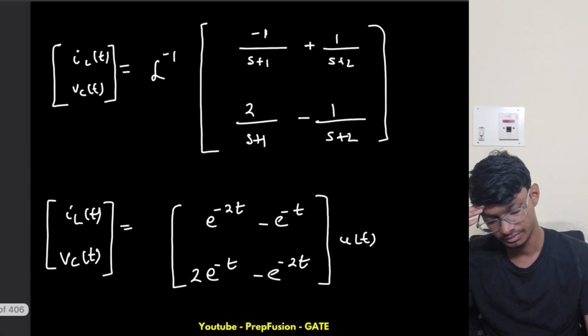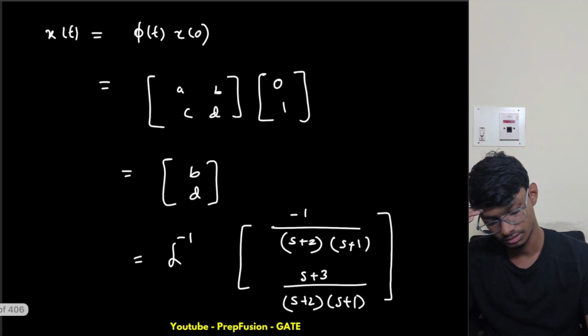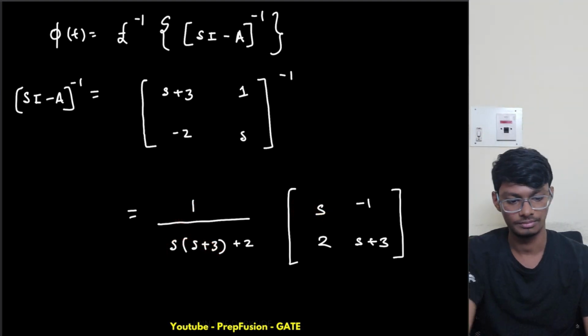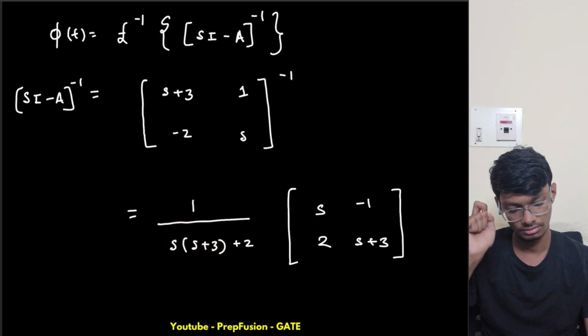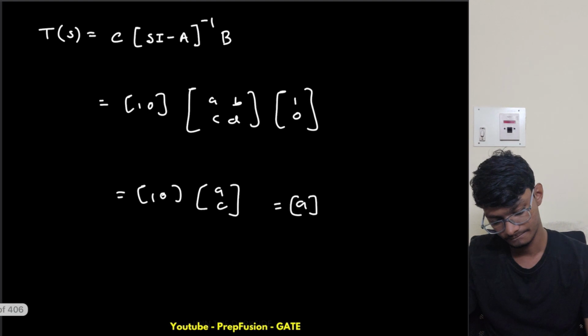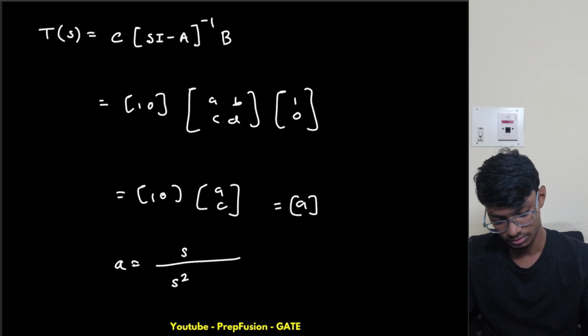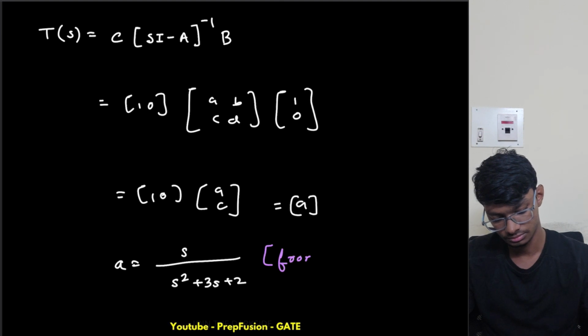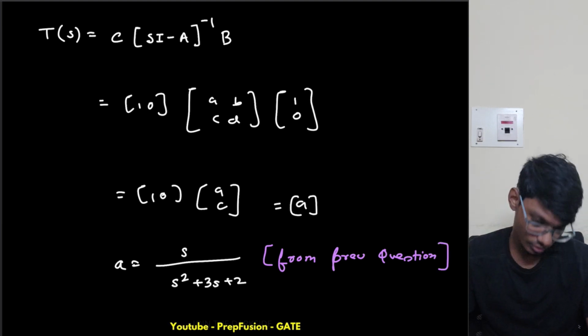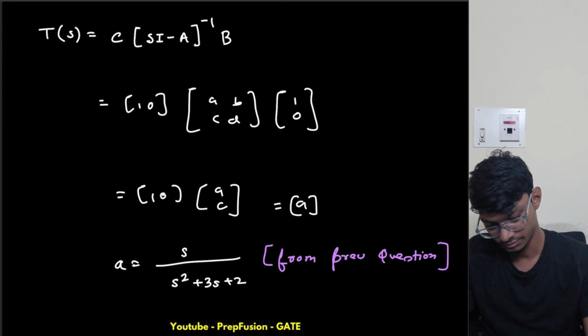So what is the first element? In the previous question I calculated the first element. That one was x of 0 multiplied by this one, right? So basically it is s by s square plus 3s plus 2, from the previous question. Now this is my transfer function.